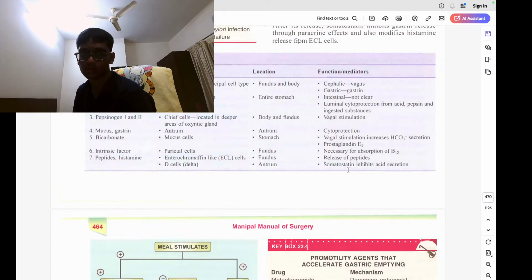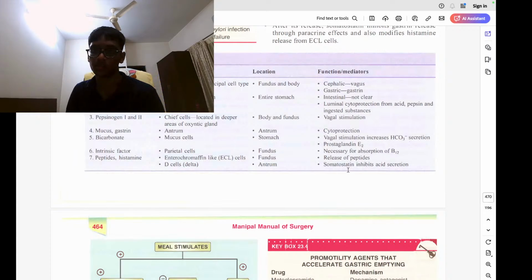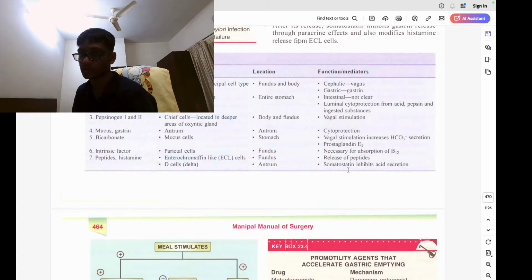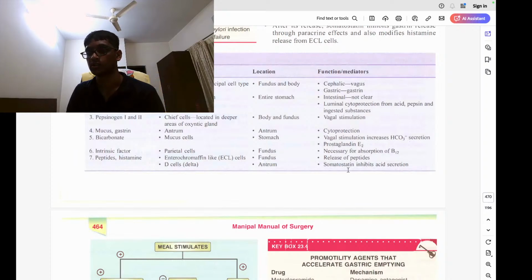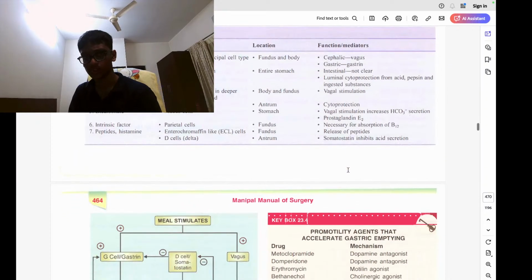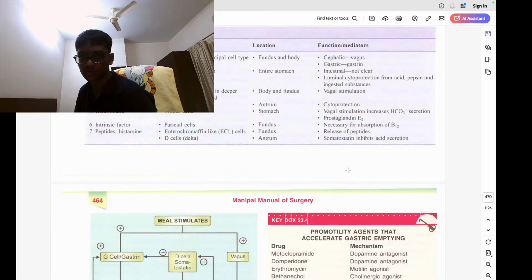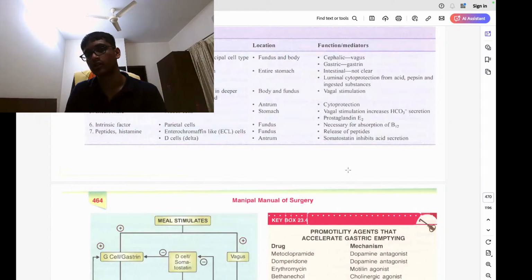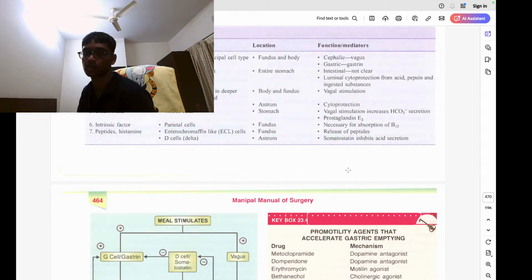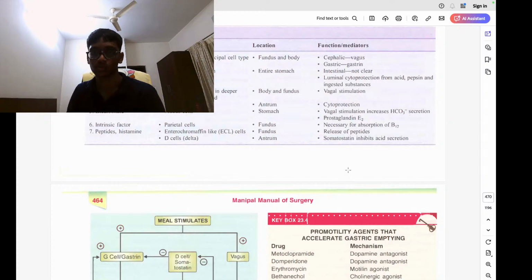Mucous cells are columnar epithelium, and the entire stomach is lined. Intestine is not clear. Function is luminal cytoprotection from acid, pepsin, and ingested substances. Pepsinogen 1 and 2 are produced by chief cells located in deeper areas of the oxyntic gland, in the body and fundus, and its function is mediated by vagal stimulation. Then mucous cells in the antrum have a cytoprotective role. Bicarbonate is produced by mucous cells located in the stomach. Vagal stimulation increases bicarbonate secretion and prostaglandin E2.